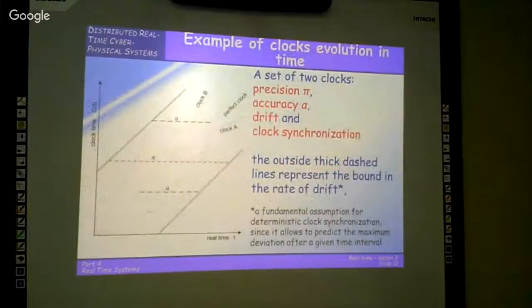Good. How can a clock evolve in time? As we said, the perfect clock is the one moving on this line. We have a precision, which is the maximum distance between any two clocks. We have accuracy, which is the maximum distance from the perfect clock. We explained what drift is, and we can also speak about clock synchronization. In general, clock synchronization is a process by which we adjust the dynamics of a clock in order to get or to maintain it closer either to the group or to Z.